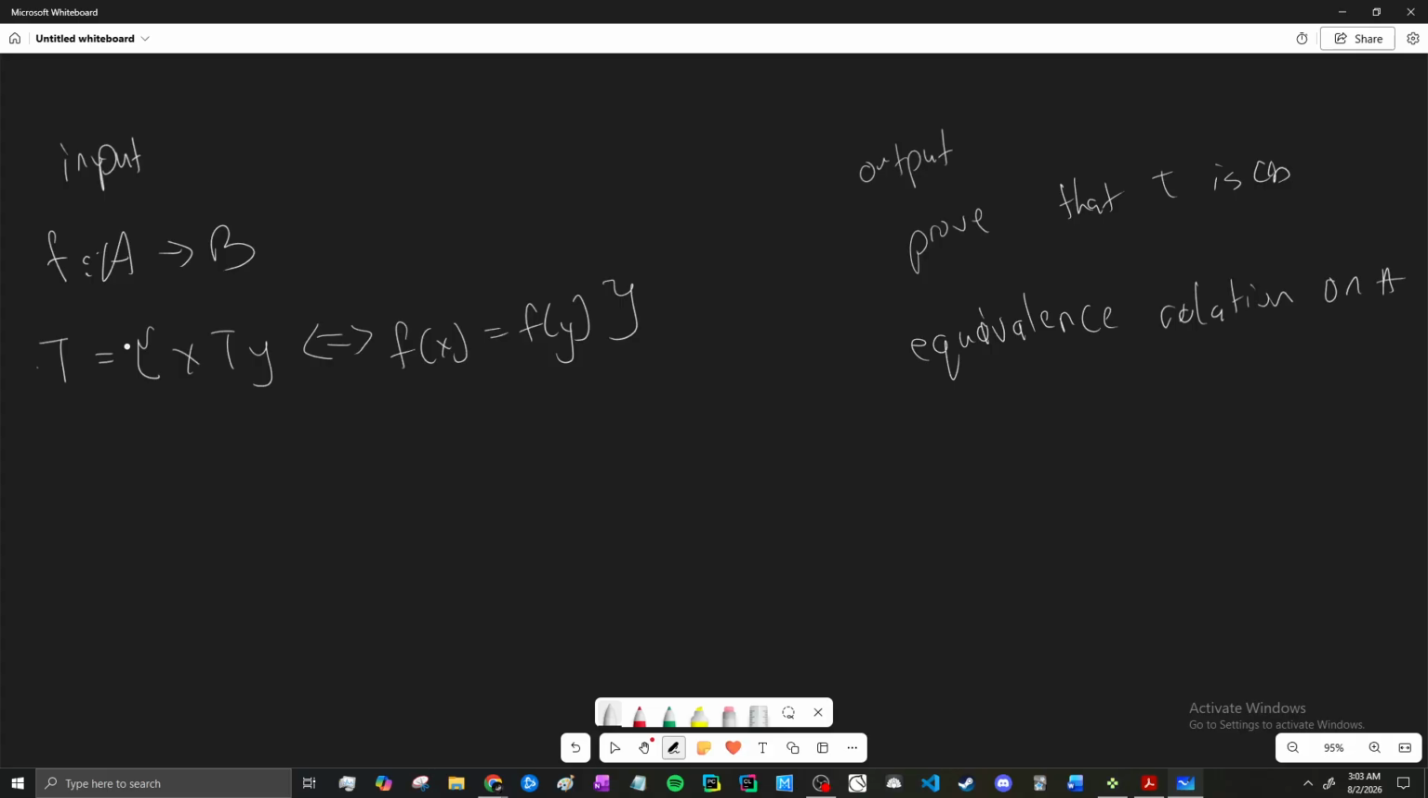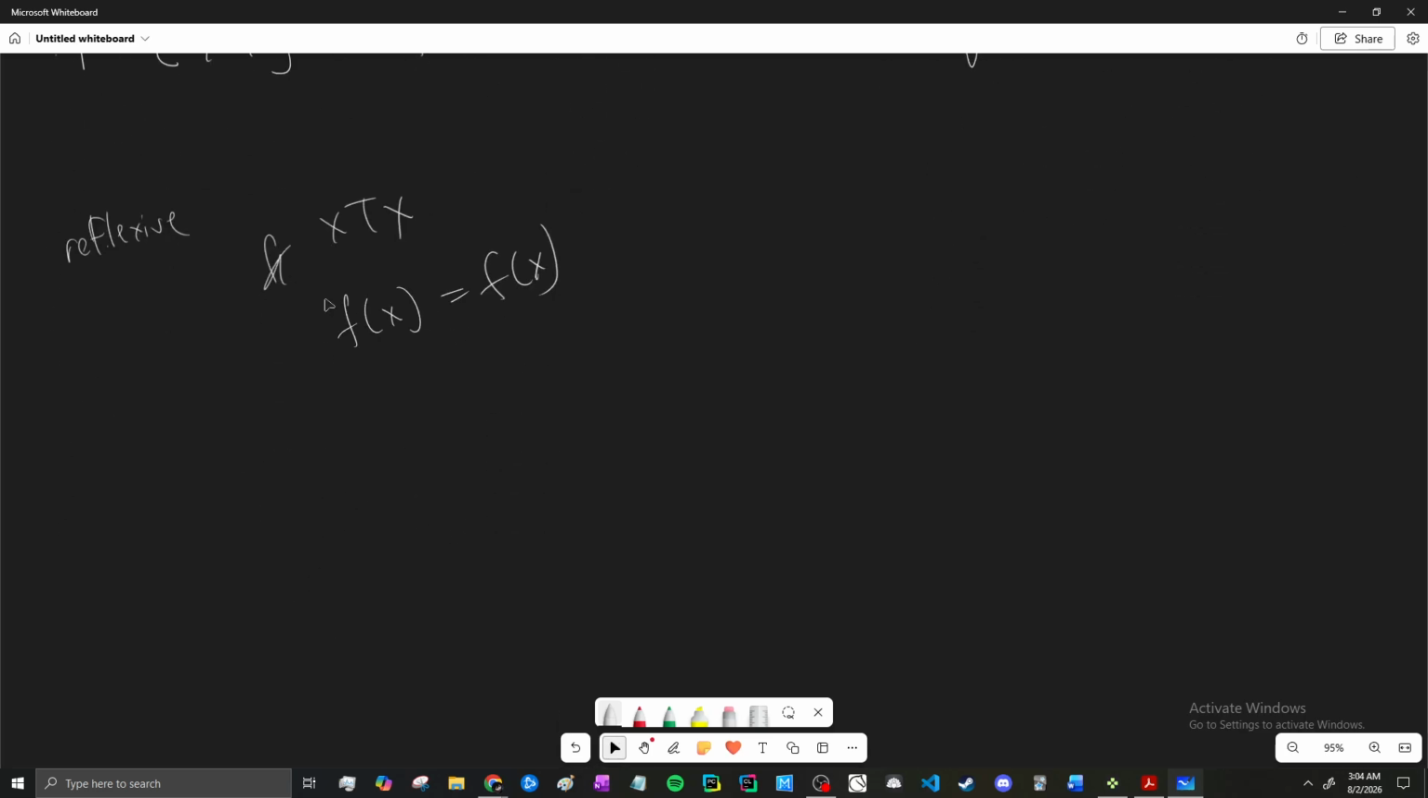So this is kind of easy. This is the whole thing, obviously. Reflexive is simply: x T x. This is simply true because f(x) is equal to f(x). It's not even hard. And obviously, sorry, what's it again?